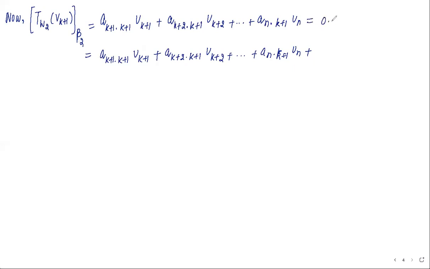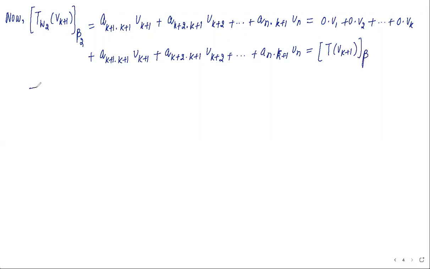This is actually equal to 0 times v_1 plus 0 times v_2 plus so on plus 0 times v_k, then plus a_{k+1,k+1} v_{k+1}, a_{k+2,k+1} v_{k+2}, and so on up to a_{n,k+1} v_n. But now this is the representation of T(v_{k+1}) in the basis beta. So this is T of v_{k+1} relative to the basis beta.